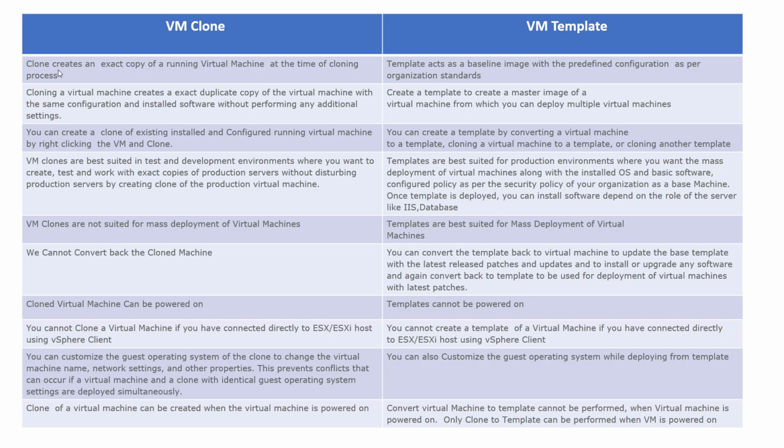And when it comes to template, template acts as a baseline image with predefined configuration as per the organization standard. As we are aware, for example, if you want to deploy multiple Windows virtual machines, you install an operating system, you configure the policies, you install the additional software, whichever we require for the Windows operating system. So we can create that as a golden image. From that golden image, we can deploy multiple virtual machines, right?